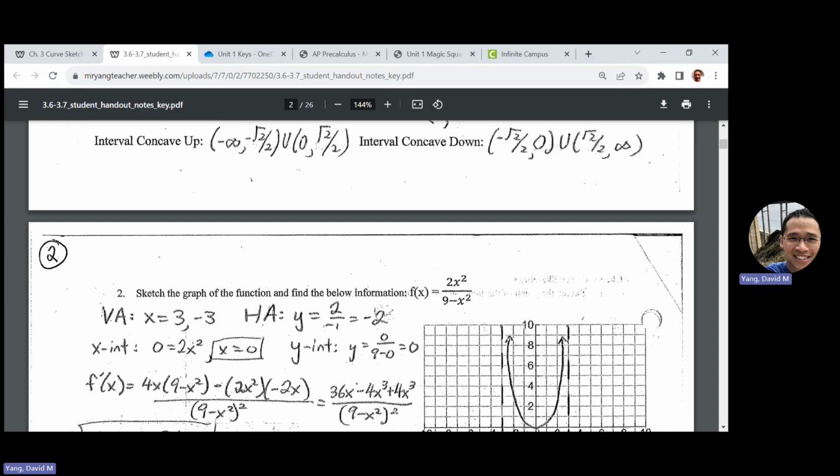Don't forget your AP Franklin 5.3. I'm going to check 5 through 10 tomorrow. You guys did 1 through 4 last night, you'll do 5 through 10 tonight.